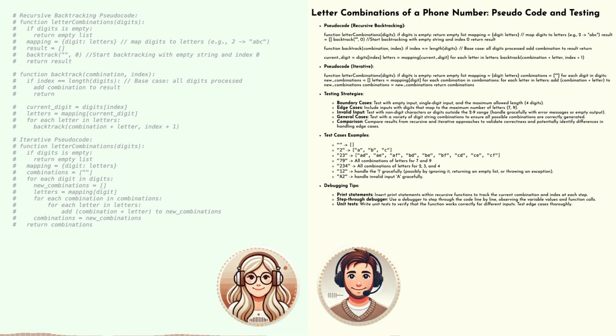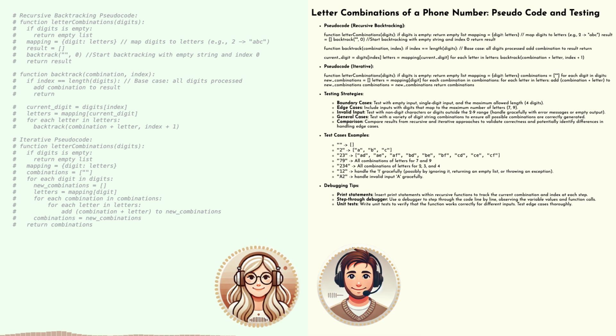This has been a great walkthrough of the backtracking approach. I think our listeners now have a solid understanding of how the logic works. But what about the iterative approach? How would we structure the pseudocode for that? For the iterative approach, imagine we're building a wall brick by brick. Okay. We'll start with a list containing an empty combination, and then for each digit in the input, we'll expand our list by adding each possible letter to the existing combinations.